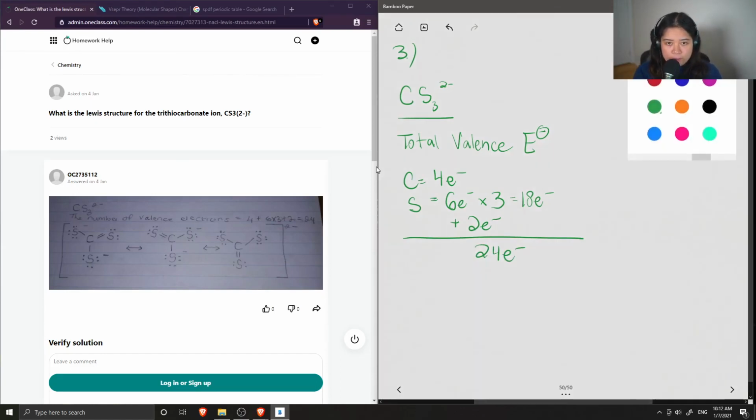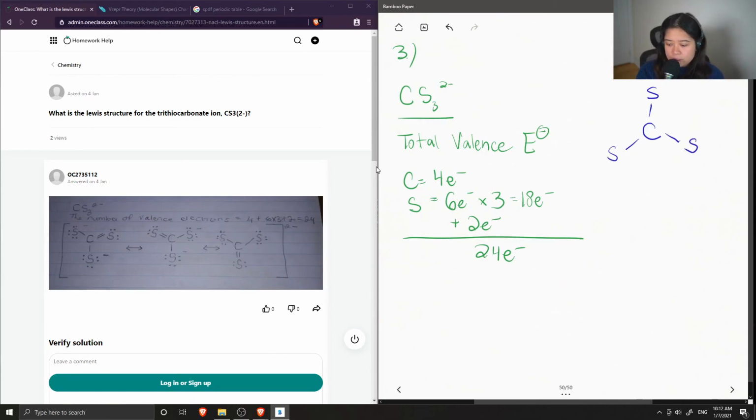Okay, so now I'll draw my carbon as our central atom. And then I'll draw the sulfurs all around. And then from here, I'm just going to show all of the lone pairs on sulfur. So if I look at my structure and see what I've drawn so far, you'll notice that I do have 24 electrons in total. If we remember that each bond contains 2 bonding electrons, then so far I have 24.